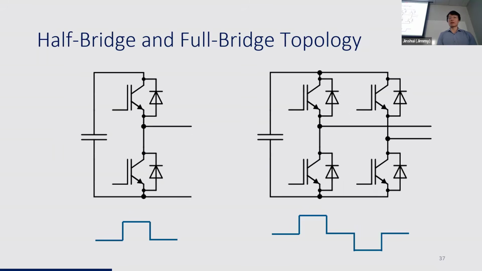There's another important topology called full bridge. So compared with half bridge, the full bridge topology has two significant improvements. First, it adds more output levels. Beyond positive and zero, it can now give us also a negative output, like here.